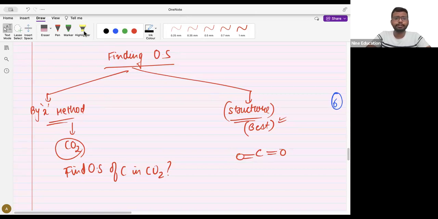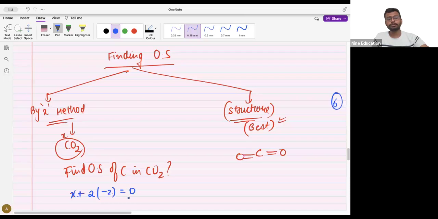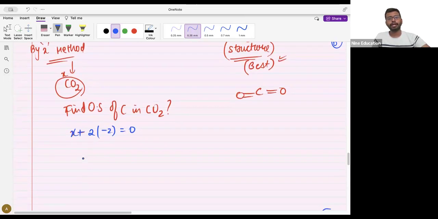+4, है ना? Simple it is. You can make carbon as X. So X plus 2 times the oxidation state of oxygen. How much is that? -2, because oxygen is most probably oxide. So X plus 2(-2) will be equal to the total charge on the compound. Total charge on the compound is 0, है ना? So therefore X came out to be +4.